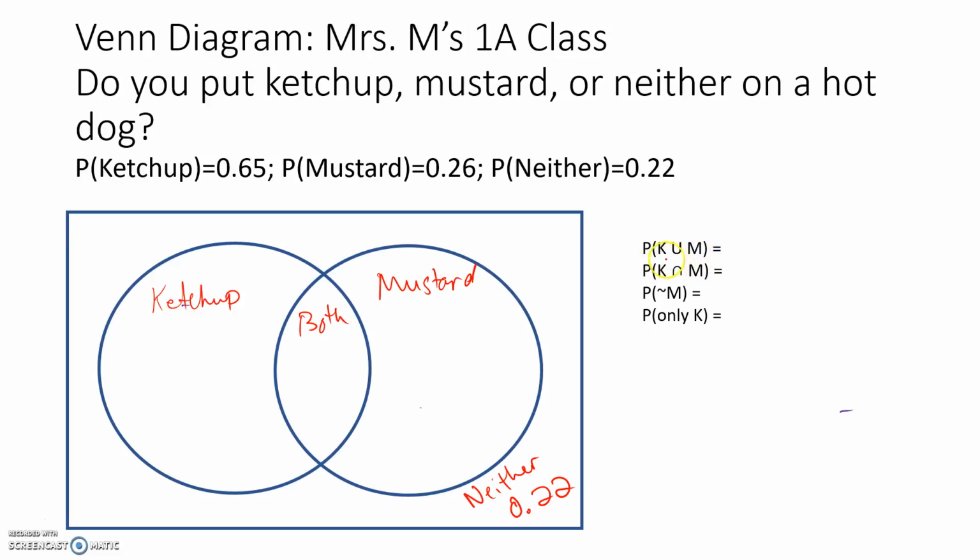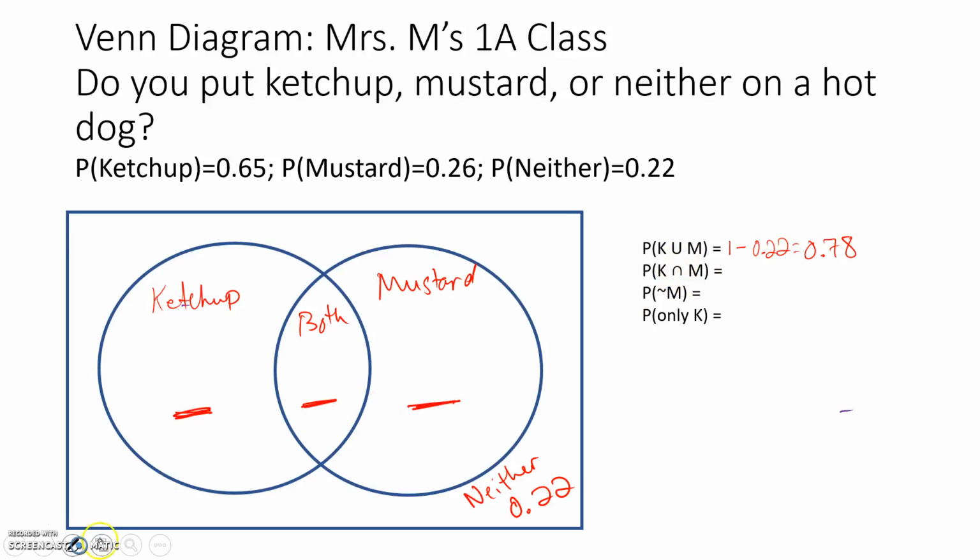That means they like ketchup or mustard, and so that's going to be 1 minus the people that don't like either, because if they don't like either, the only other option is that they like one or both. So that's 0.78. So 78% of the class liked either ketchup or mustard or both. And so that 78% is this number plus this number plus this number. That's ketchup only, mustard only, or both.